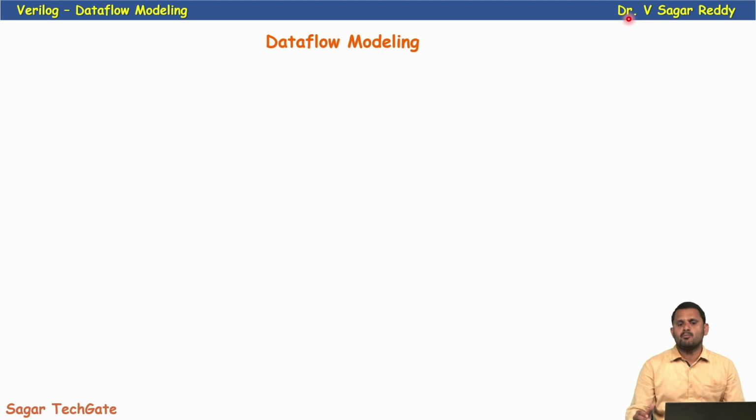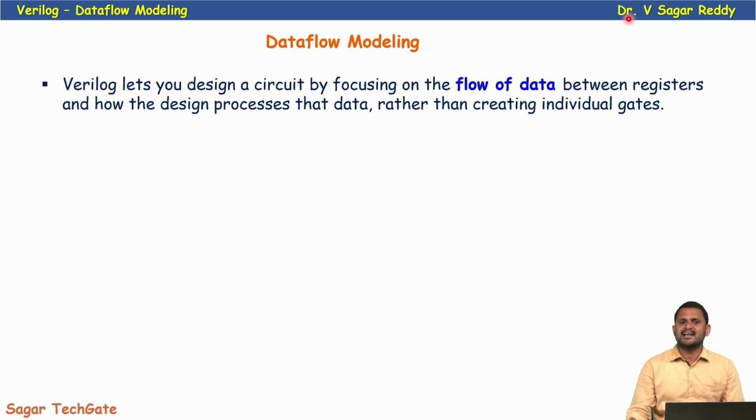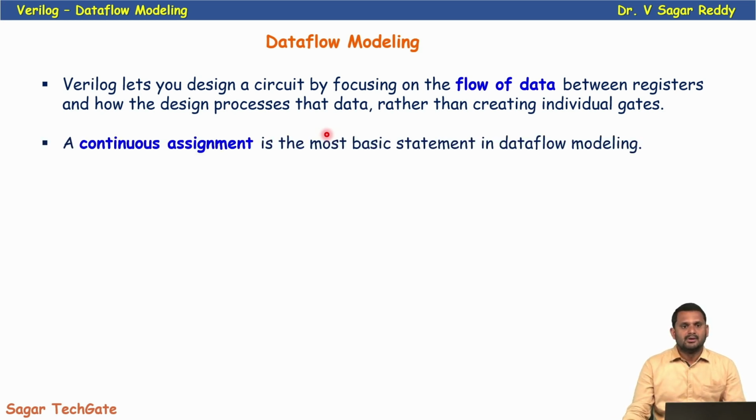So, the data flow modeling style. Verilog lets you design a circuit by focusing on the flow of data between registers and how the design processes that data, rather than creating individual gates. In data flow modeling, circuits are described in terms of the flow of data instead of which gates are used and how they are connected. A continuous assignment is the most basic statement in data flow modeling. To describe any combinational circuit, we use a continuous assignment statement in the data flow modeling style.